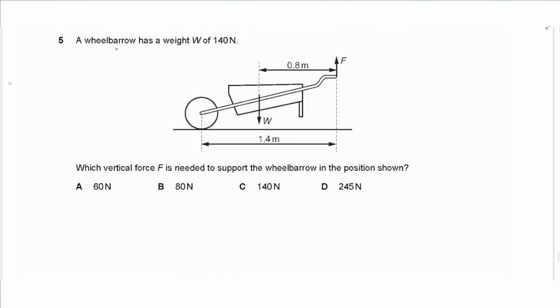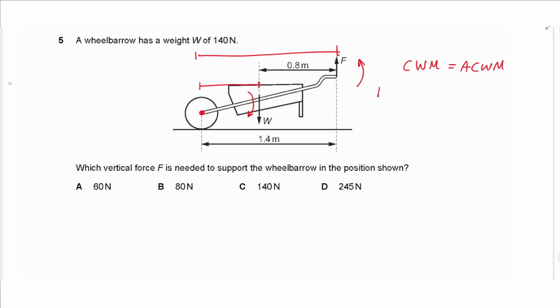Question 5 says, a wheelbarrow has a weight W of 140 newtons. Which vertical force F is needed to support the wheelbarrow in the position shown? So supporting means making it not move or rotate. So by considering this point to be the pivot, we need to calculate the distances from the pivot. So we have this distance for the weight, which creates a clockwise moment, and the whole distance to force F, which creates an anti-clockwise moment. Then we can use the principle of moments.